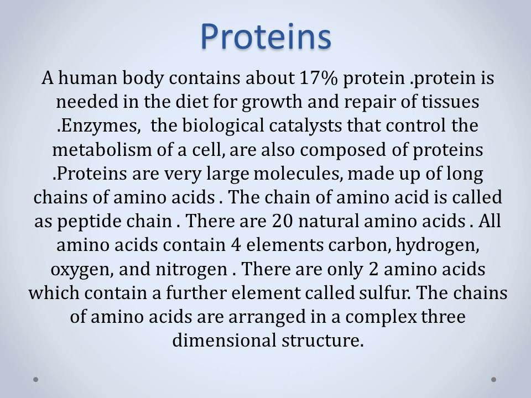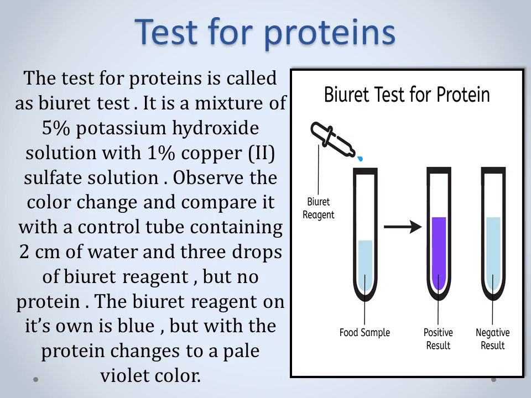There are 20 natural amino acids. All amino acids contain 4 elements: carbon, hydrogen, oxygen and nitrogen. But there are only 2 amino acids which contain a further element called sulfur. The chains of amino acids are arranged in a complex 3-dimensional structure. Now let's see the test for proteins. The test for proteins is called the Biuret test.